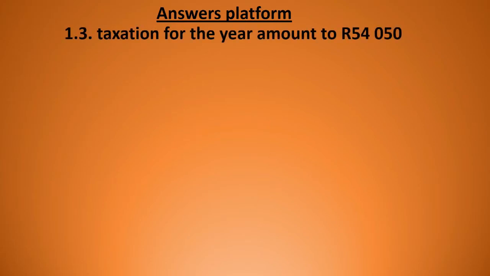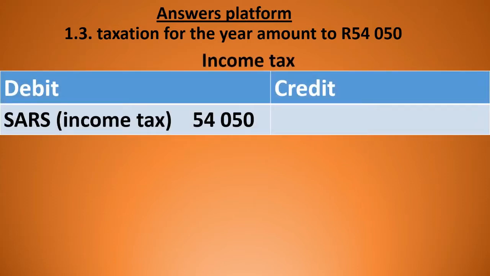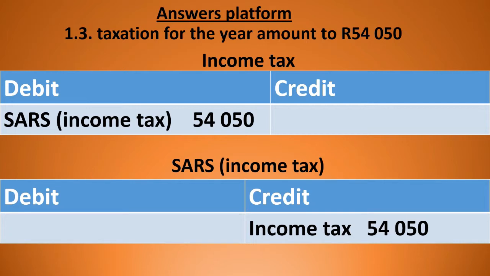1.3: Taxation for the year amounts to 54,050 rand. To treat this, income tax comes from the income statement. It's an expense. In fact, we already did a transaction of this nature, whereby we are debiting income tax with SARS income tax, but now it's 54,050 rand. The double entry principle is that we are going to credit SARS income tax with an income tax of 54,050 rand.